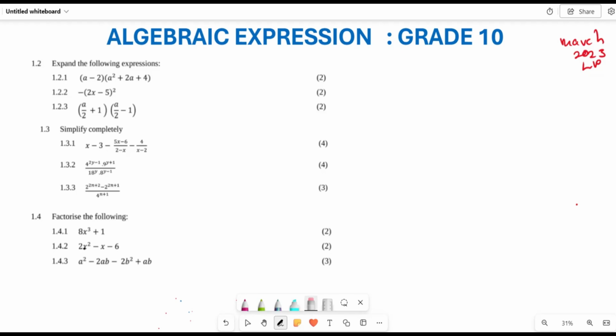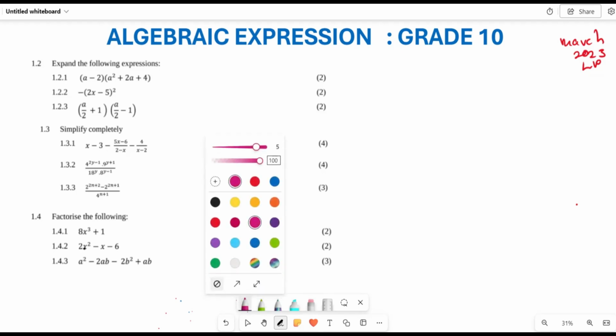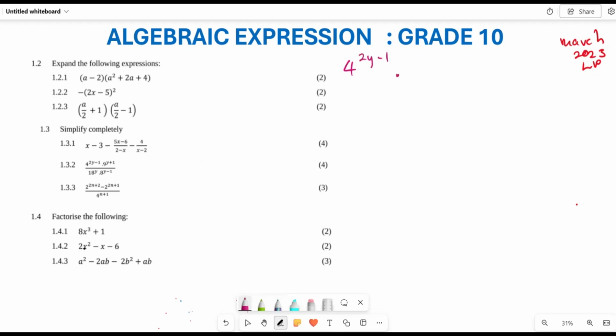Let's see. So here you are having 4 to the power of 2y subtract 1, multiplied by 9 to the power of y plus 1, divided by 18 to the power of y multiplied by 8 to the power of y minus 1, right?